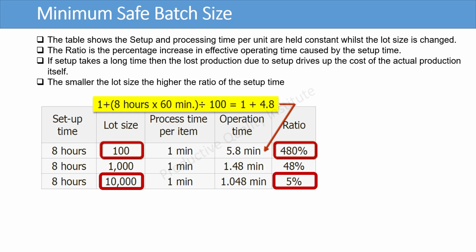A lot size of 100 will take only 5.8 minutes operation time per item, with a ratio of setup time equal to 480%. While a lot size of 10,000 will take 1,048 minutes operation time per item, with a ratio of setup time equal to 5%.